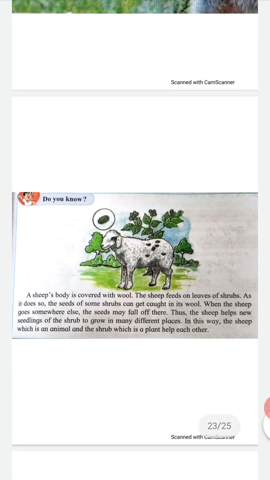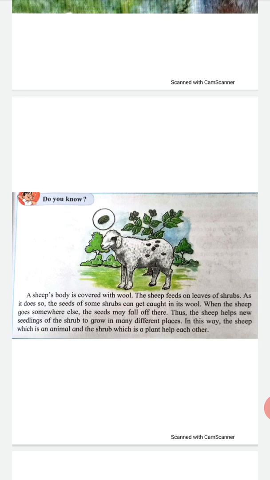For example, look at this picture. This picture is about a sheep. A sheep's body is covered with wool. The sheep feeds on leaves of shrubs. As it does so, the seeds of some shrubs can get caught in its wool. When the sheep goes somewhere else, the seeds may fall off there. Thus, the sheep helps new seedlings of the shrub to grow in many different places.